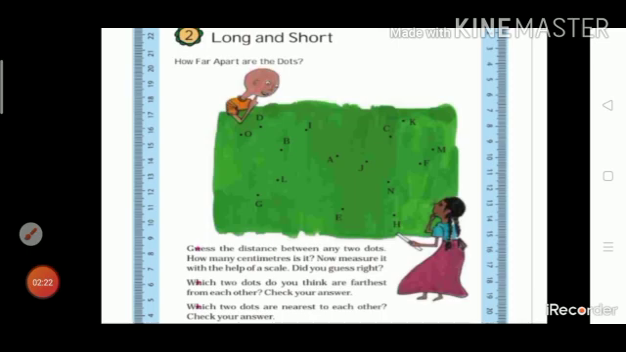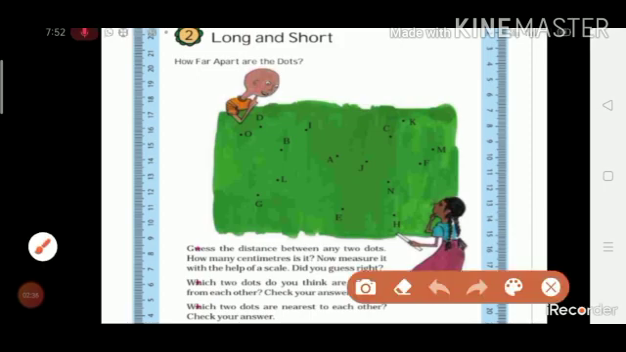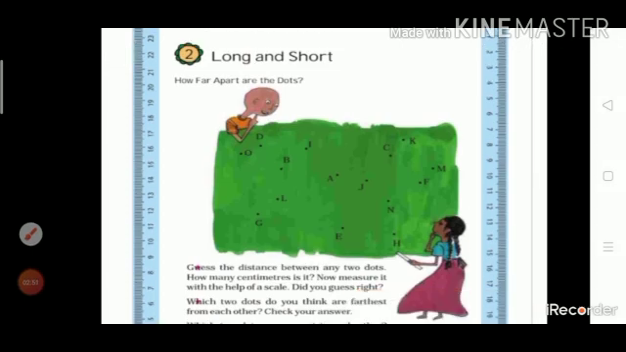So the next question is, which two dots are nearest to each other? Which of these dots are nearest to each other? So we can say O and D, F and M, they are nearest to each other. The same way, first you join the two dots O and D and then you measure the distance. Again you put the scale from O and measure the distance till D. It may be 1 centimeter. The same way you have to measure the distance of any nearest dots.